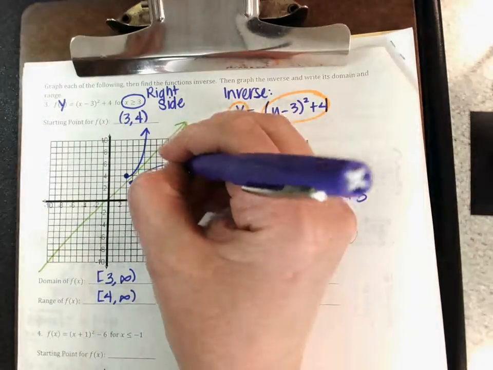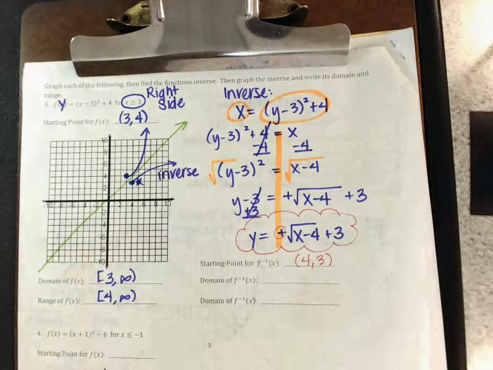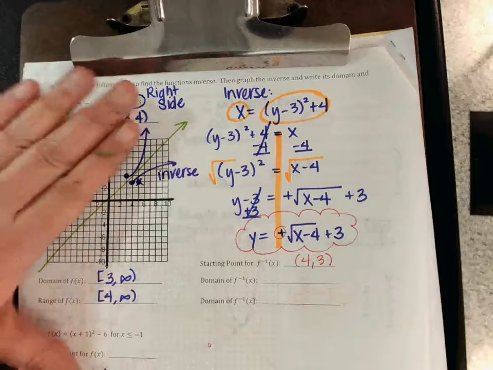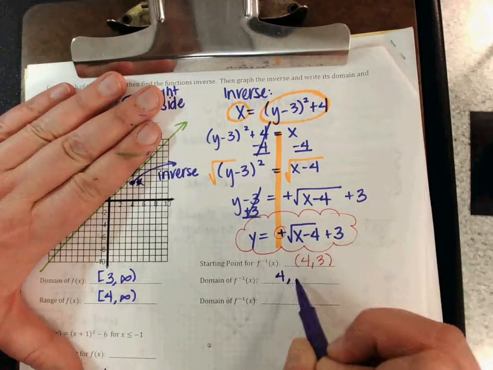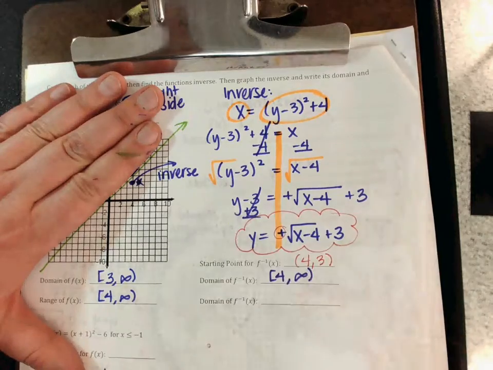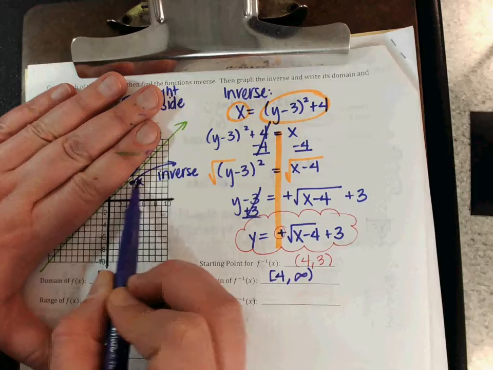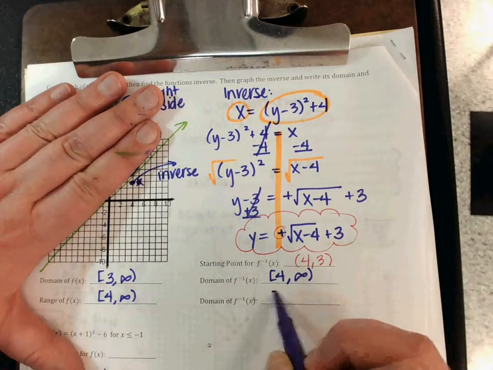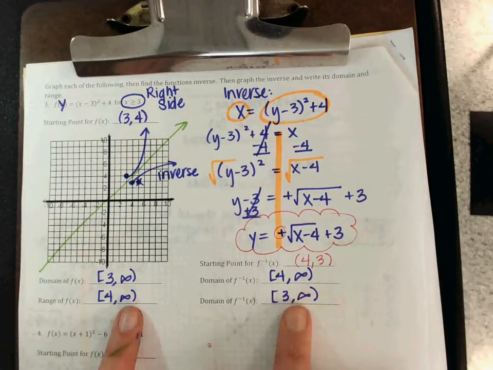Now let's talk about the domain. Remember, this is f inverse. This is the inverse one. What is the domain of this inverse? When does it start? Not the original one, but the new one. Okay, it starts at 4. It goes till when? Infinity. What's the range? How low does it start? 3, and it goes till when? Infinity.